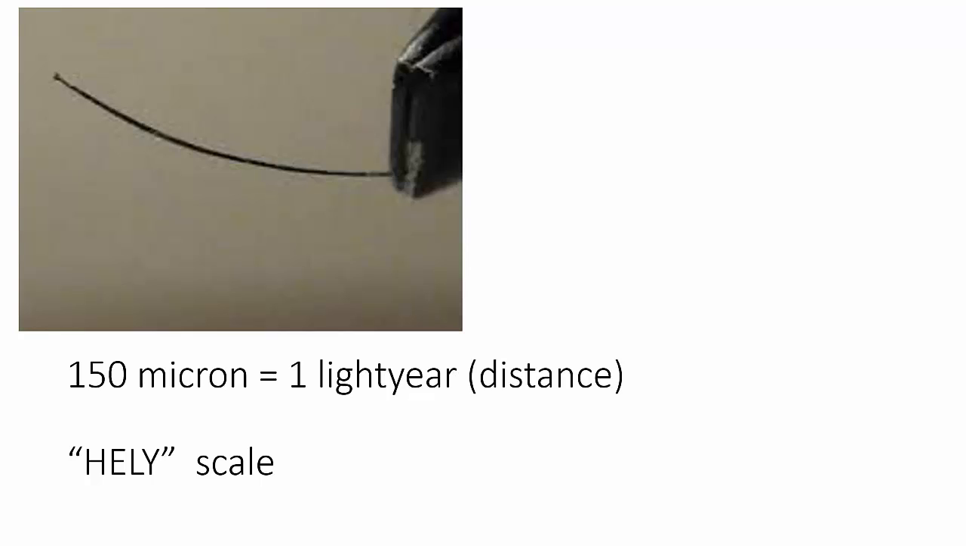Now, I've taught you what a light year is. If you pick a hair from your head, the width of that hair is 150 micron, which is 150 millionths of a metre. Now, if we said that a hair is the width of a light year, so the model we build, a hair's width is a light year, we have a new sort of scale, a really useful sort of scale, and I've called it the HHow scale, hair equals light year scale.